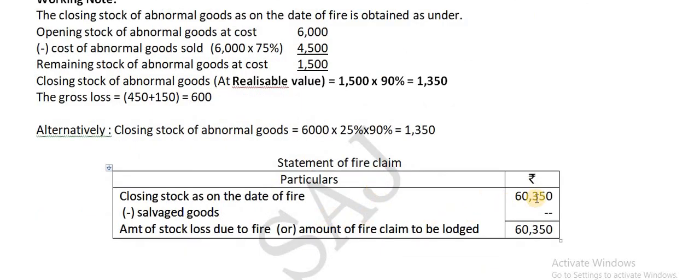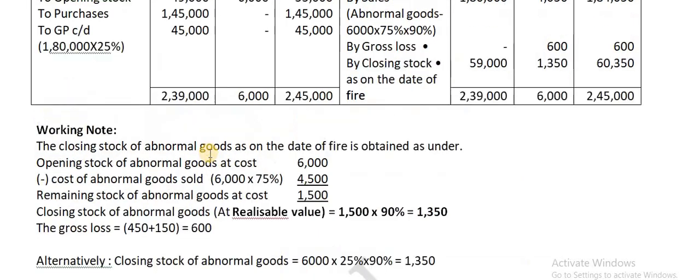Then this part you are aware. So in this 60,350, salvage stock is not given, salvage goods, so there is no necessity to deduct. So the balance gives you the amount of stock lost due to fire, that is the amount of fire claim to be lodged. I hope you have understood this.